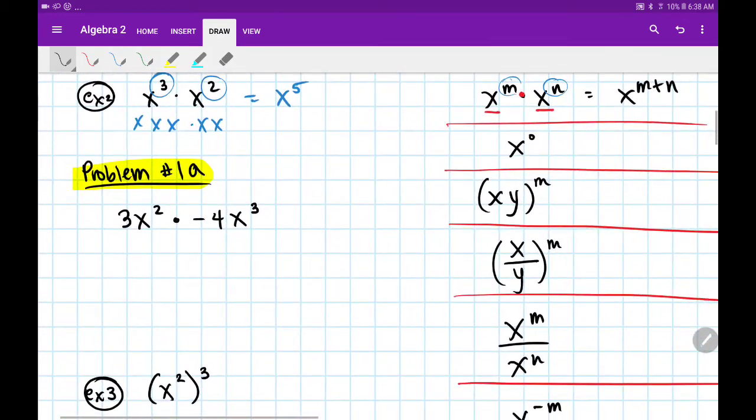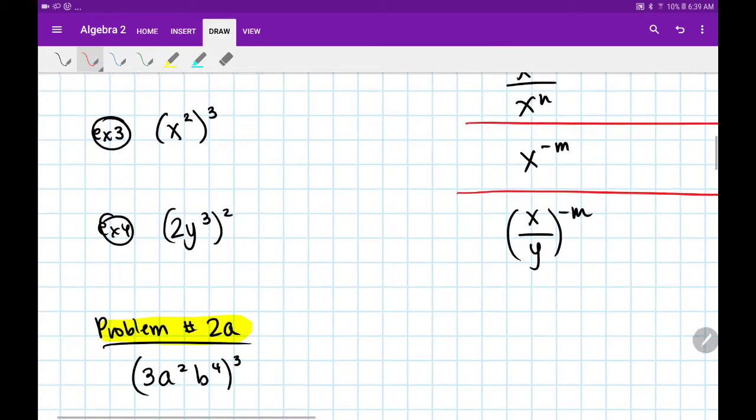Let's apply that to problem number 1a. So I'm multiplying. This time I have not only variables, but also coefficients. And so we'll multiply our coefficients as usual. That's negative 12. And now I have x squared times x to the 3rd. We're multiplying, so we'll add up our exponents. That'll be x to the 5th power.